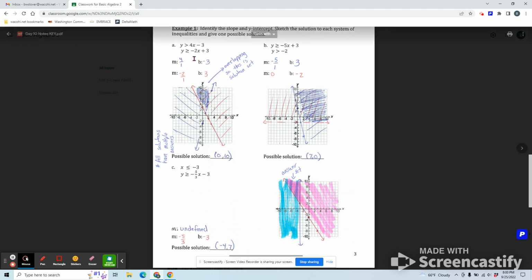For the second inequality, I have y is greater than or equal to -2x plus 3. So -2 is going to be my slope, so I'm going to put it as a fraction, -2 over 1. And then this time I'm starting at +3. Since it's negative, I go down 2, right 1. Down 2, right 1, down 2, right 1. It is a solid line, so I can include the numbers on this line.